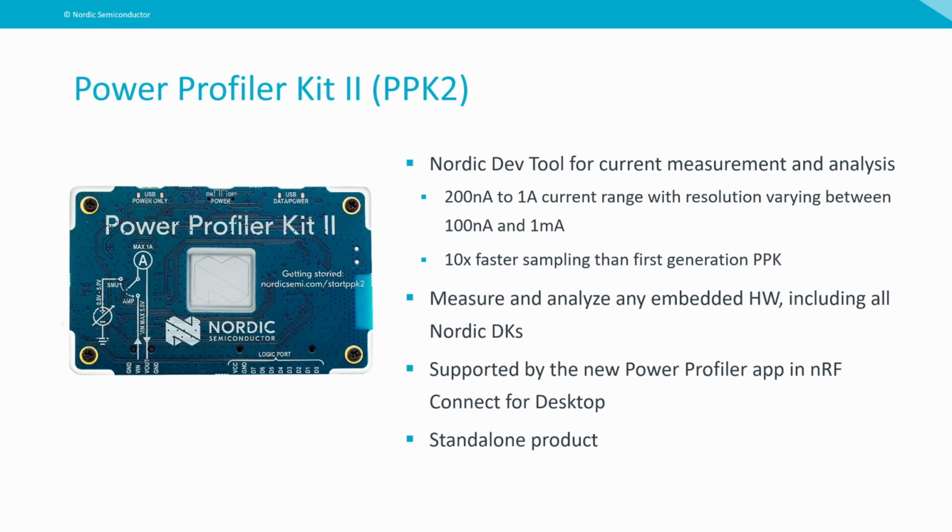It has a range of 200 nanoamperes to 1 ampere with the resolution varying between 100 nanoamperes to 1 milliampere. So this is a 10 times faster sampling rate than the first generation Power Profiler Kit. So it has 100 kilosamples per second. You can use this tool to measure and analyze any embedded hardware, including all Nordic DKs, of course.